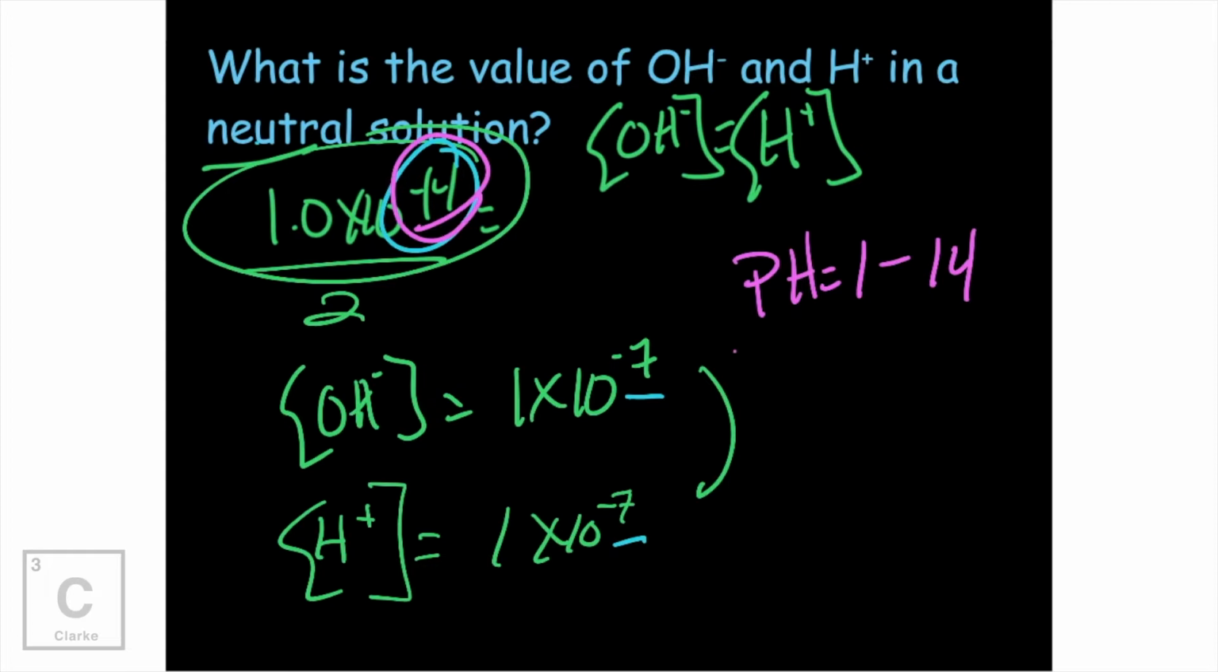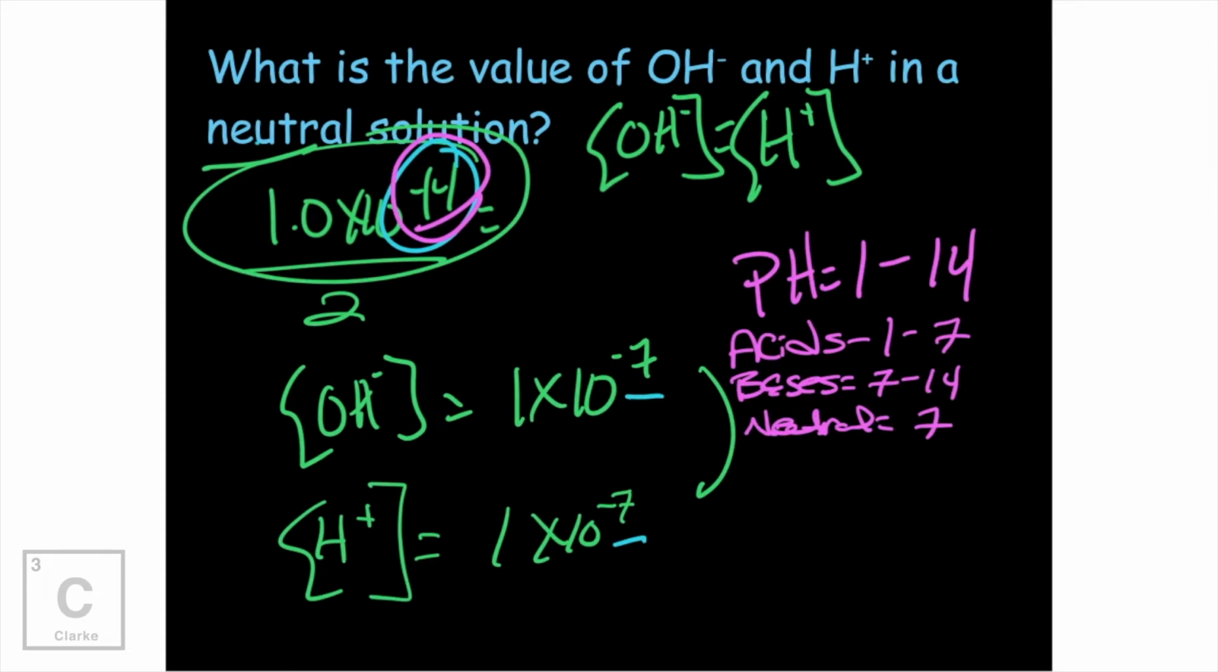Now, we've already talked about this in a previous lesson, but I'm just going to review it real quickly. So acids are going to have a pH between 1 and 7. Bases are going to have a pH between 7 and 14, leaving a neutral solution to be a pH of 7. We'll talk more about the pH scale as we continue on.